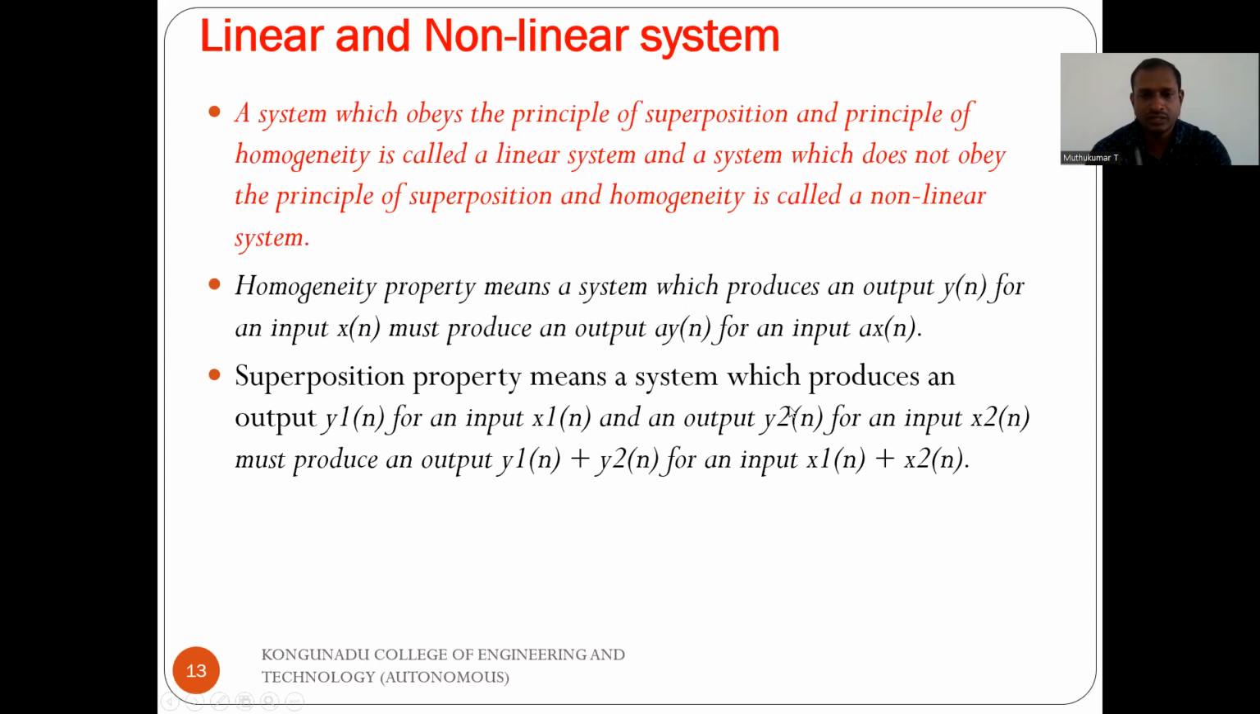The superposition property means that a system which produces an output y1 of n for an input x1 of n, and an output y2 of n for an input x2 of n, must produce an output y1 of n plus y2 of n for an input x1 of n plus x2 of n.